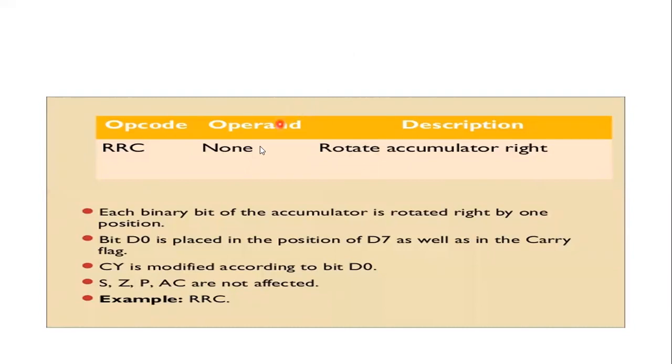Then the next opcode is RRC. That is rotate accumulator right. So each binary bit of the accumulator is rotated right by one position. Bit D0 is placed in the position of D7 as well as the carry flag. So carry is modified according to bit D0 and other flags are unaffected.